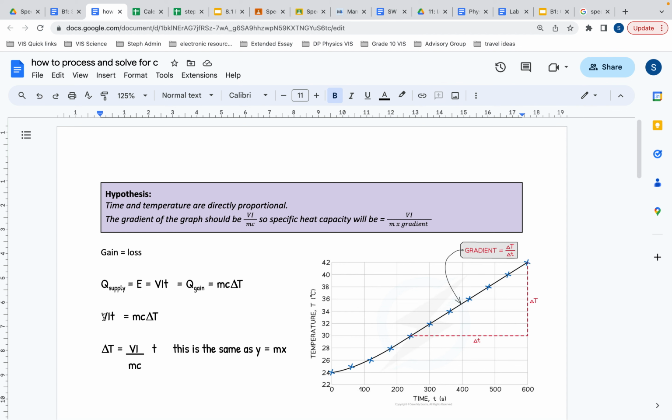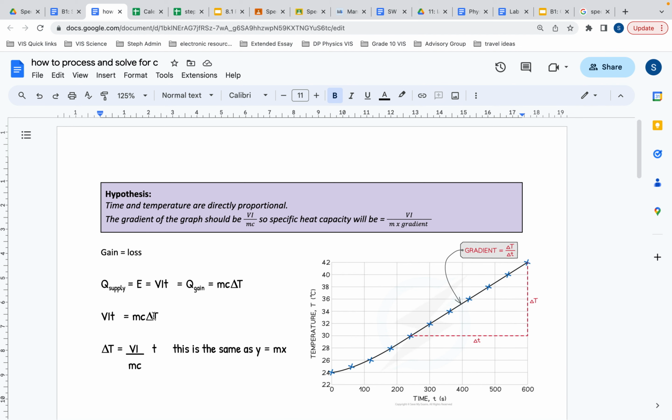So what we can do here is that we can equate both sides. So VIt equals mcΔT. Again, that big T representing temperature, little t representing the time passed. So if we rearrange this to linearize the equation, we always want to have our dependent variable, which in this case was the temperature measured, on our y-axis, and we want to have our independent variable, so in this case the time passing, on our x-axis.